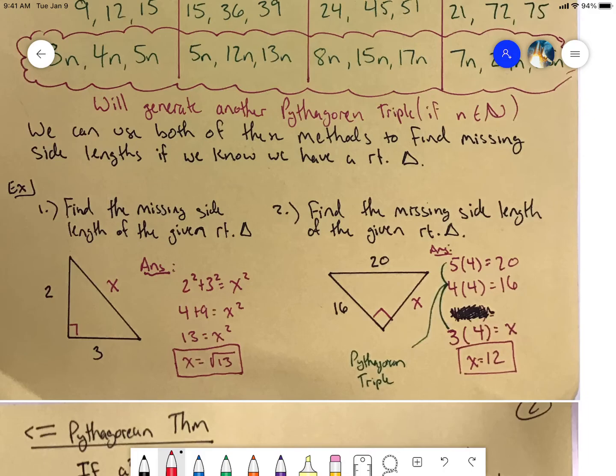All right, that means 13 is equal to x squared, and in order to solve for x, I've got to take the square root of both sides. Okay, so I get x is equal to the square root of 13. And we're always going to assume that x is positive. Okay.